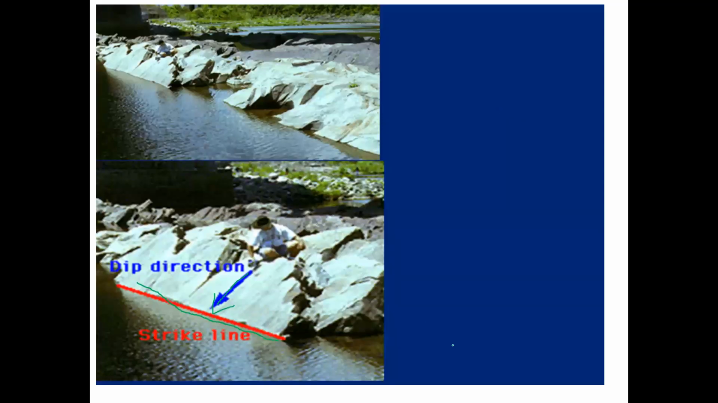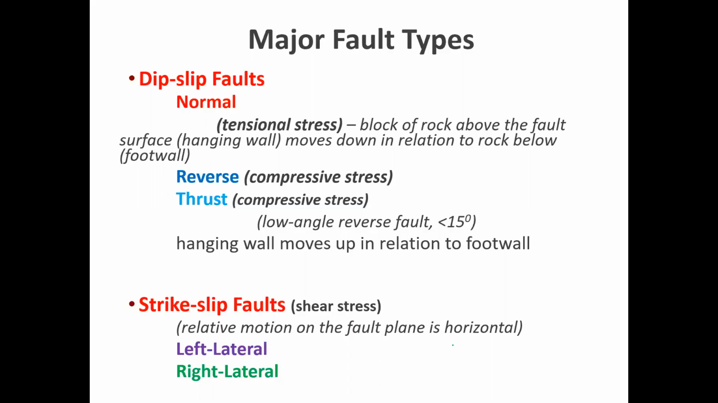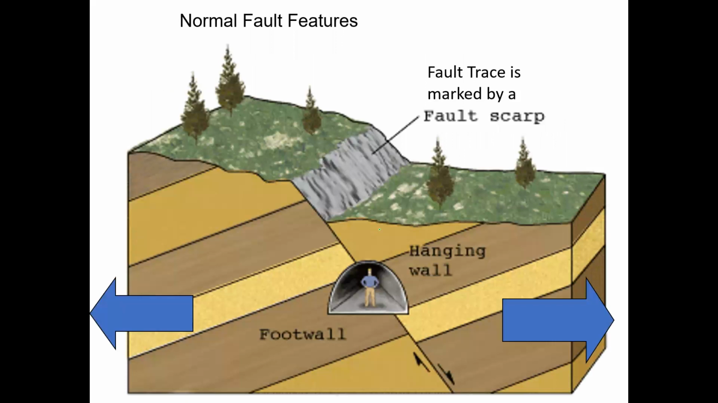Back in the day, when miners had to use lanterns before there was electricity in mines, if it was a normal fault, they would have their lantern on the hanging wall and the miner's feet would be on the footwall.